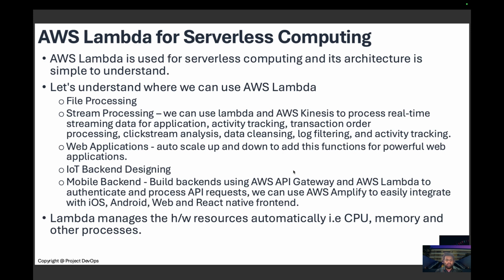And we can also use AWS Lambda for IoT (Internet of Things) backend design and mobile backend. We can use AWS API Gateway and AWS Lambda to authenticate and process API requests as well. You can use AWS Amplify to easily integrate with iOS, Android, web, and React Native frontends. Here you will also have to connect AWS Cognito if you want to authenticate the users.